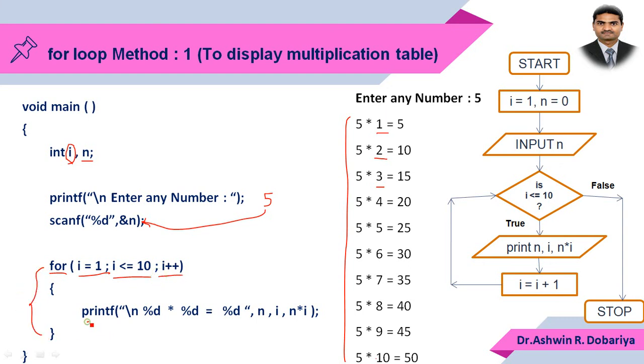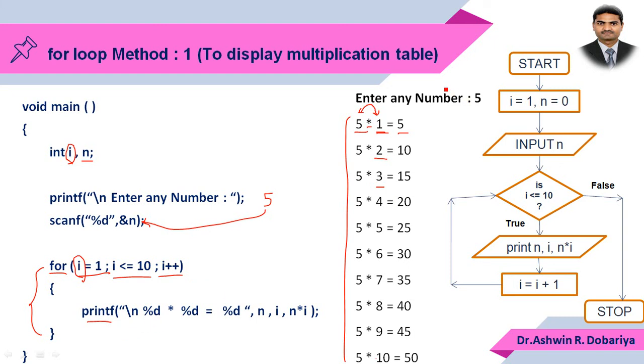Now which statement will execute? Here I want to display 3 values. One is the input number, then the second part is the numbers 1, 2, 3, 4, 5. Those we can get from the counter variable, and this is the multiplication answer. We get the multiplication answer by multiplying our input number with the counter variable. So how can we write the printf?